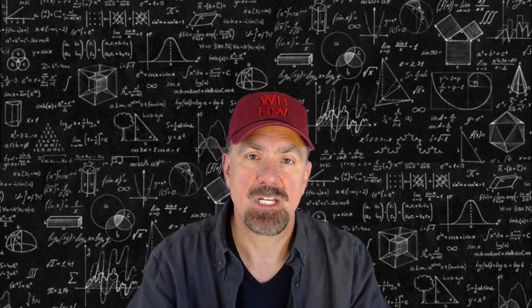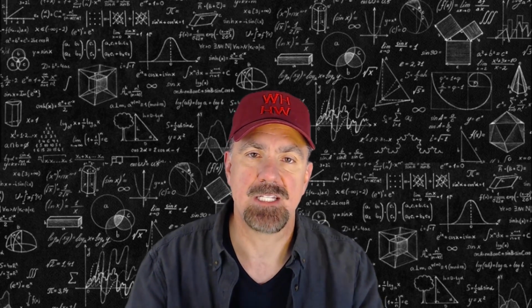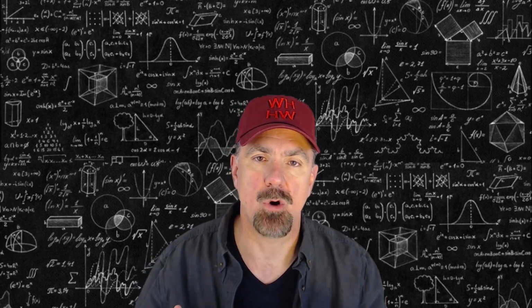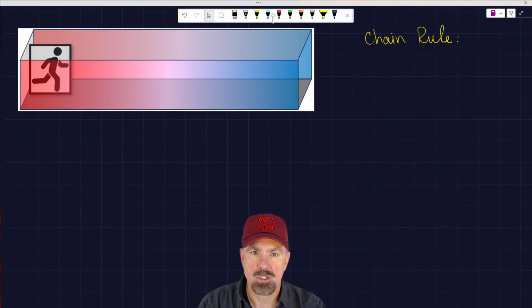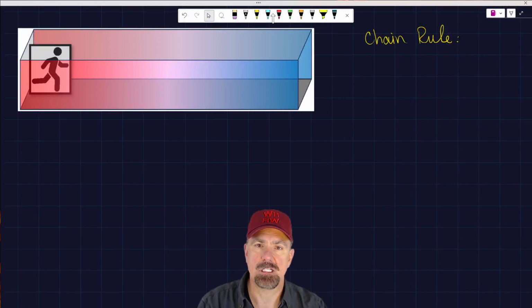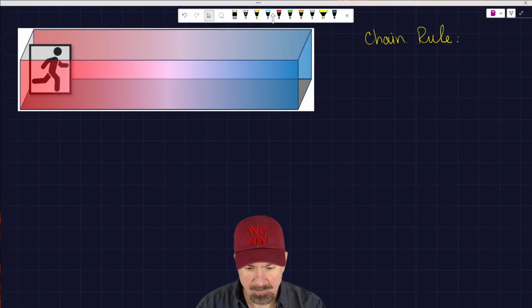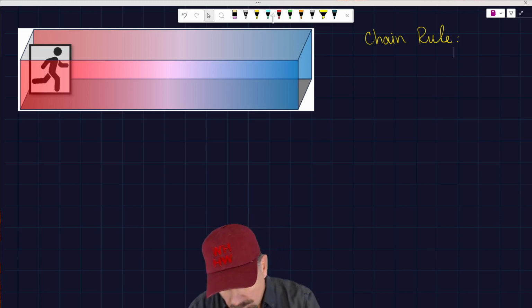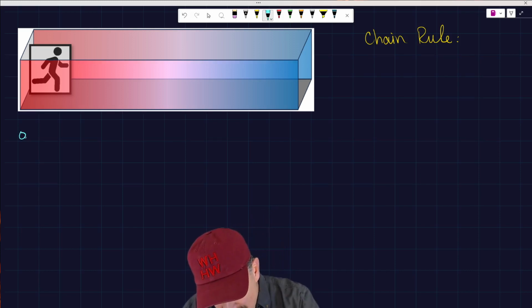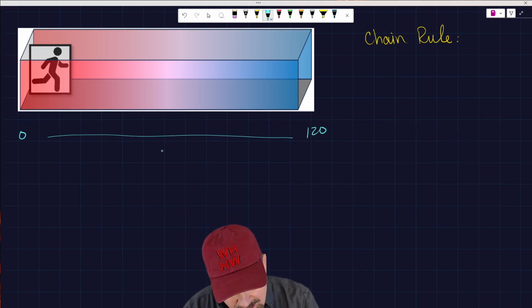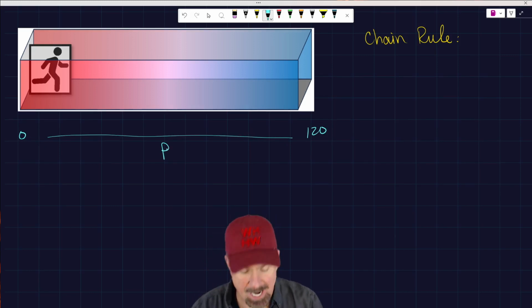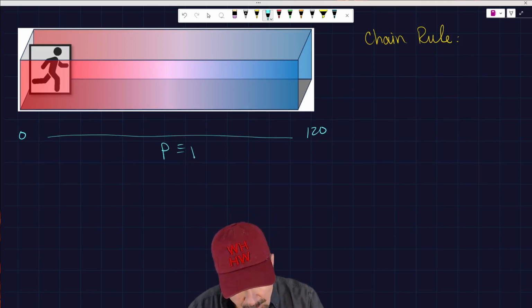So what I want to do is just give you a simple intuitive example, hopefully that will help you understand why we are doing the chain rule. What I have here is a room, and I'm going to say that this room is 120 feet. So it goes from 0 to 120, and this axis is the P for position axis. This is position.